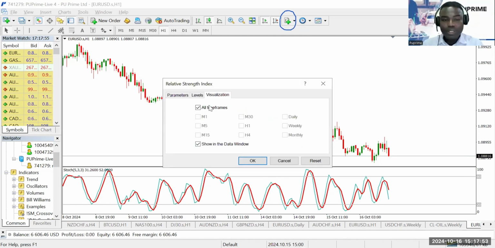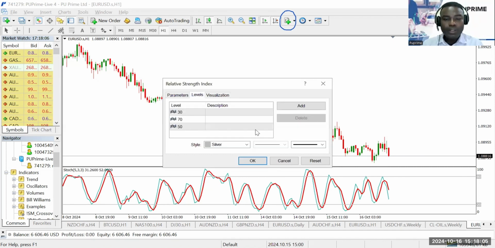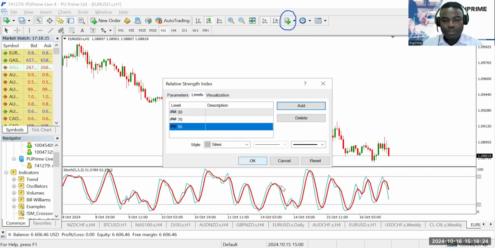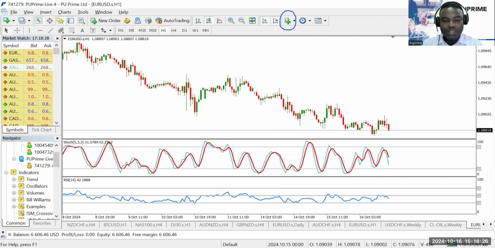Visualization, always leave the visualization to all time frames. When you leave it at all time frames, it means that this indicator will be shown on all the time frames you have on your screen. Then you go to the levels. Now, for the relative strength index, the levels by default are 30 and 70. However, it's advisable you add 50 to it. So you click on add, type 50, and click OK. Leave the parameters in the default setting. So click OK, and you have the relative strength index already attached to your chart.